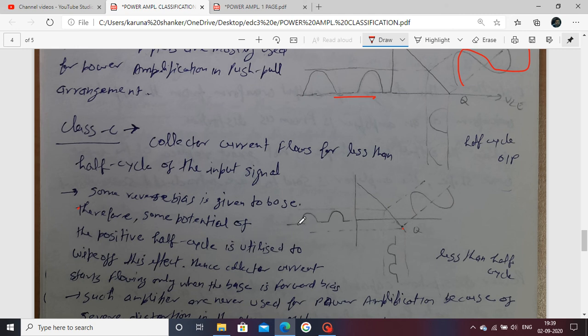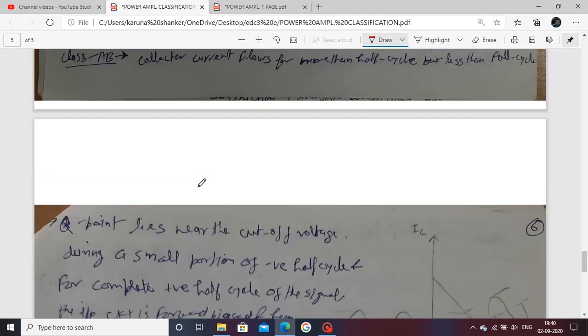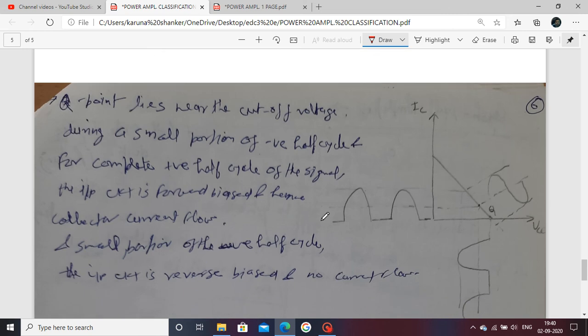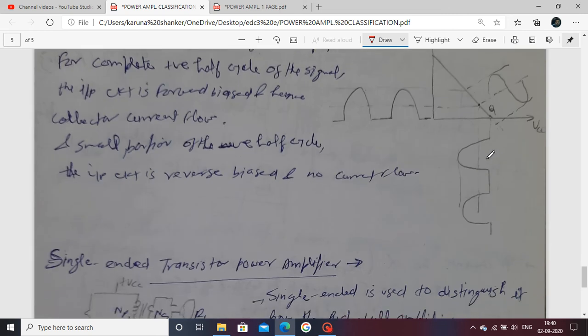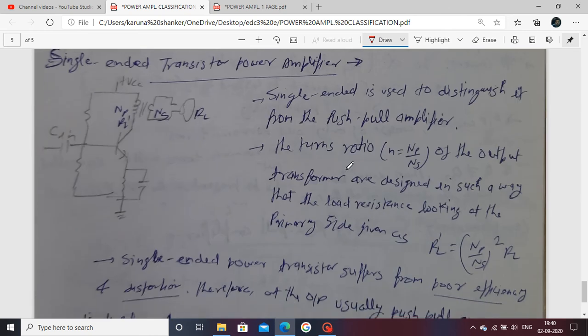Overall the conclusion is this class C amplifier and this class AB amplifier. In a similar way, the input is applied and the current flows for more than 180 and less than 360 degrees. This indicates that the Q point is located near about cutoff. Now today in our lecture this is explained.